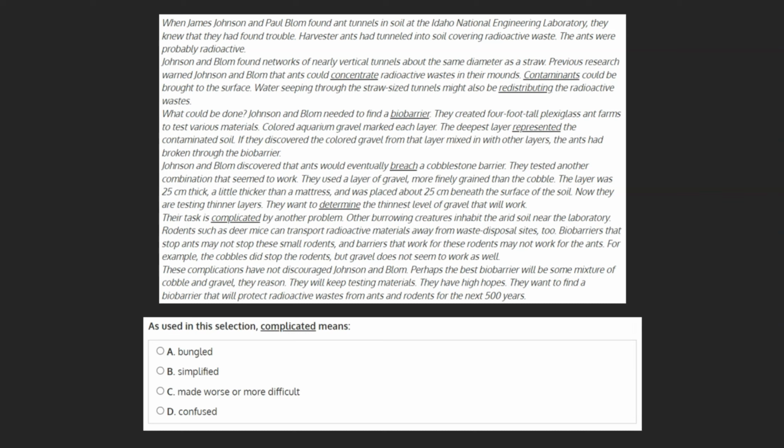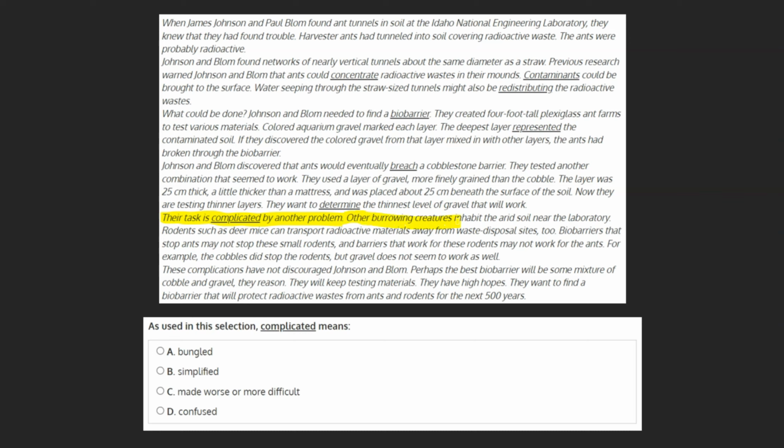As used in this selection, complicated means A, bungled, B, simplified, C, made worse or more difficult, or D, confused. Let's begin by locating where complicated is used in the text. We find it in the fifth paragraph, which tells us that their task is complicated by another problem.